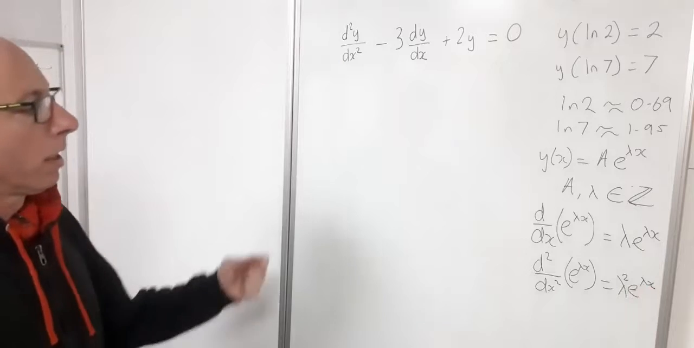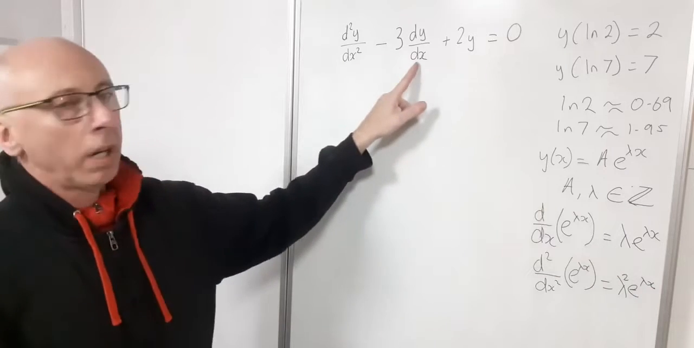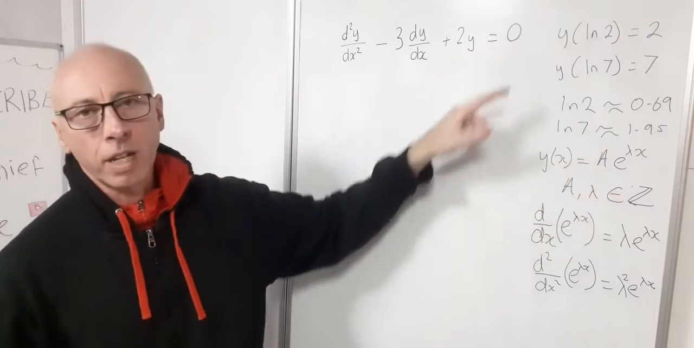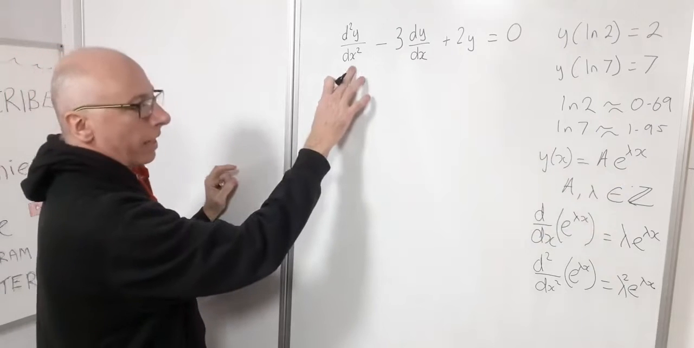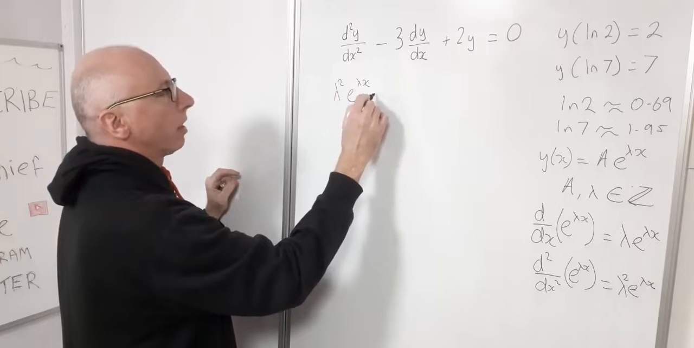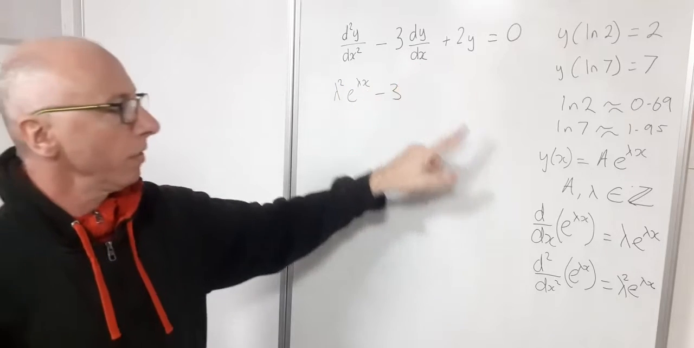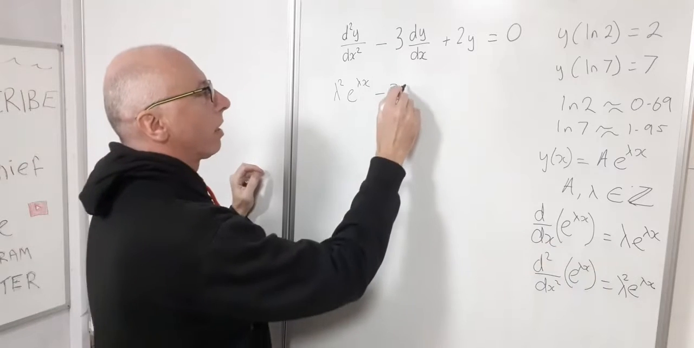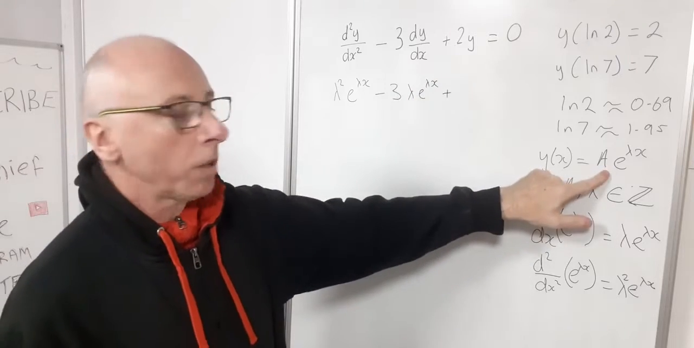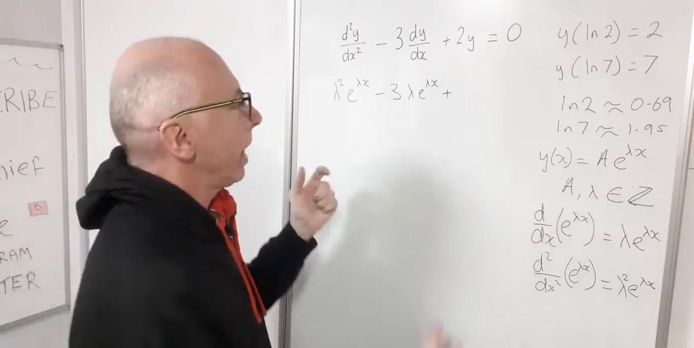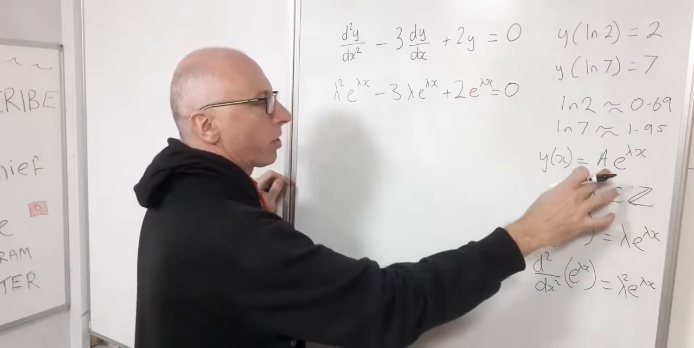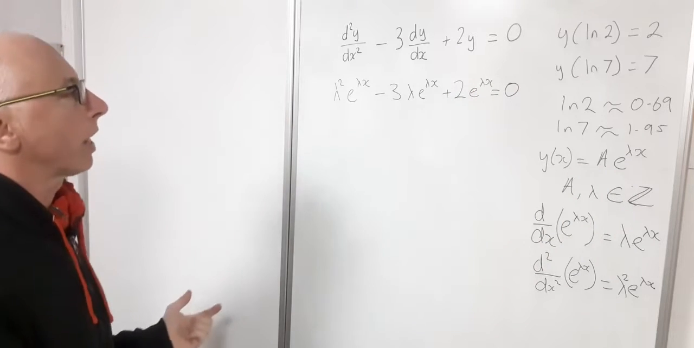Okay, so now I've got my format for my first and second derivative, and I've got my y here, which is going to take this format. I can now set them equal to 0. So d squared y dx squared gives me lambda squared e to the lambda x minus 3 times my first derivative, which is lambda e to the lambda x, plus 2y, and we don't know this constant yet, so I'm going to leave that out, but e to the lambda x. So our goal is to find this constant. There may be more than one, but we're going to find out as we get through it.